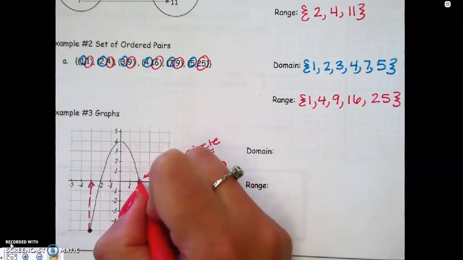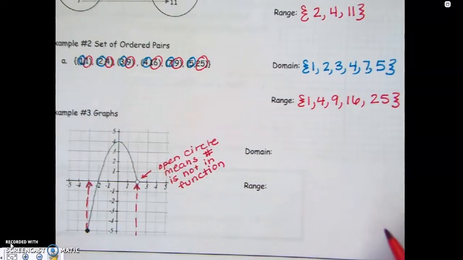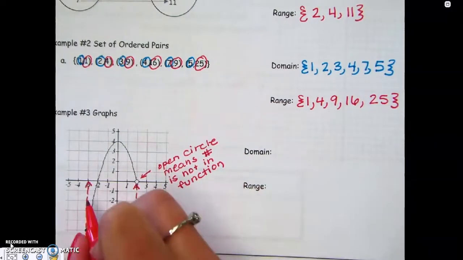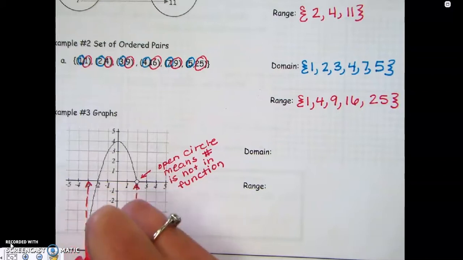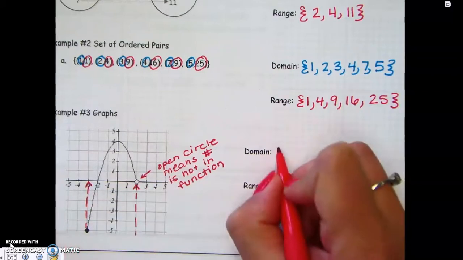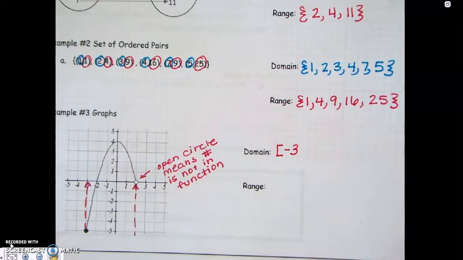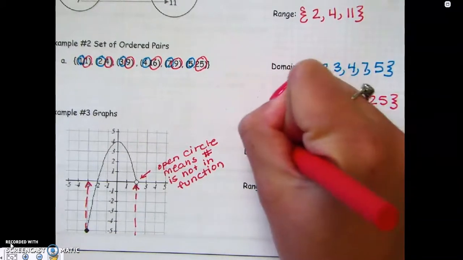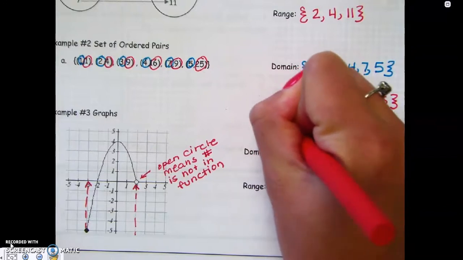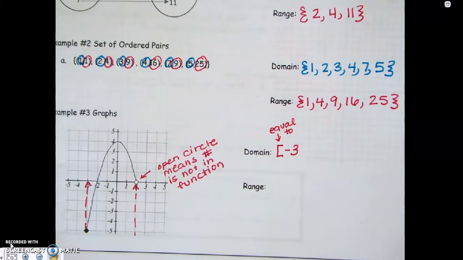So it goes up to 1.99999, but it doesn't hit 2. So the way I might denote that, there's 2 different ways I can do it. Because my function does include -3, there's a closed circle there. I can use a bracket, and then I can put -3. Bracket means equal to. Okay?